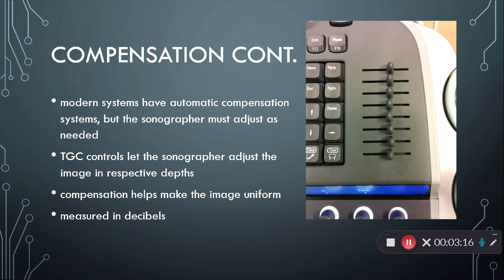Modern-day ultrasound machines have automatic compensation systems, but the sonographer still may need to make some adjustments. The TGC controls let the sonographer adjust the image at their respective depths. The picture shows the different sliding toggles that help compensate the different depths to make the image more uniform. This is also measured in decibels.